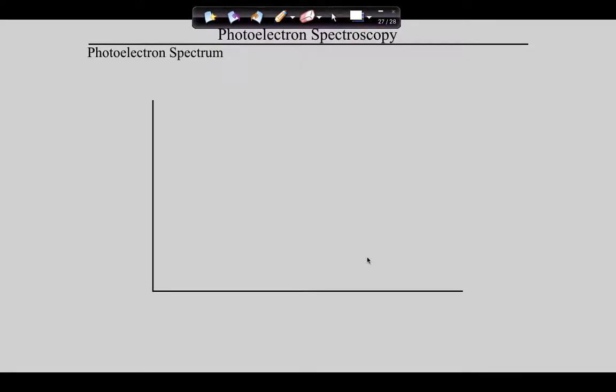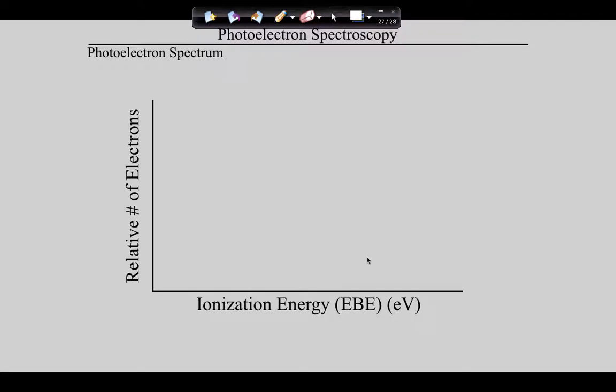Let me show you. Guys, switch pages with me. This is a photoelectron spectra. This is what you've got to be able to do. This is how you're going to be tested on this for the AP test. They are going to either show you or have you draw photoelectron spectra.